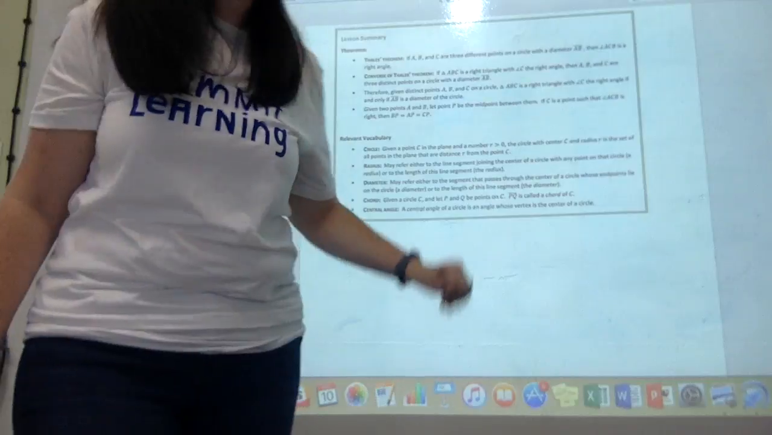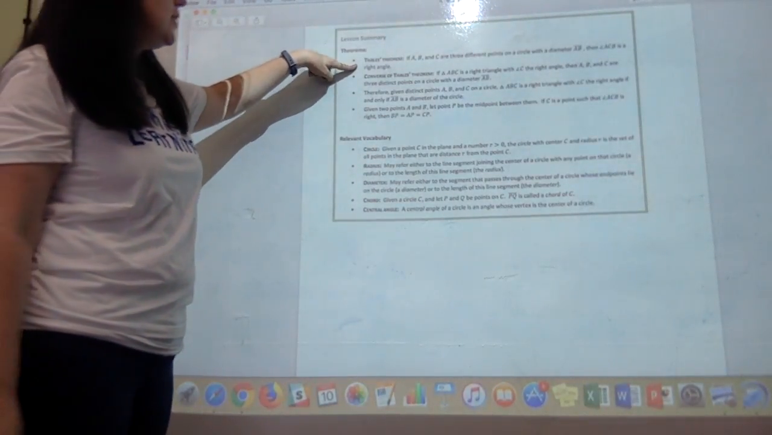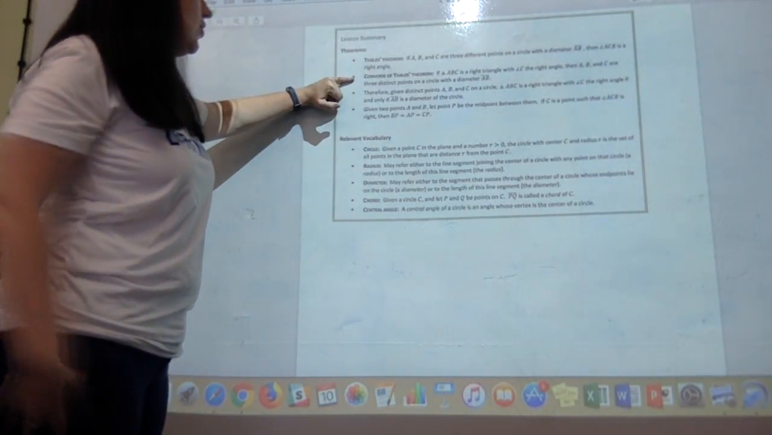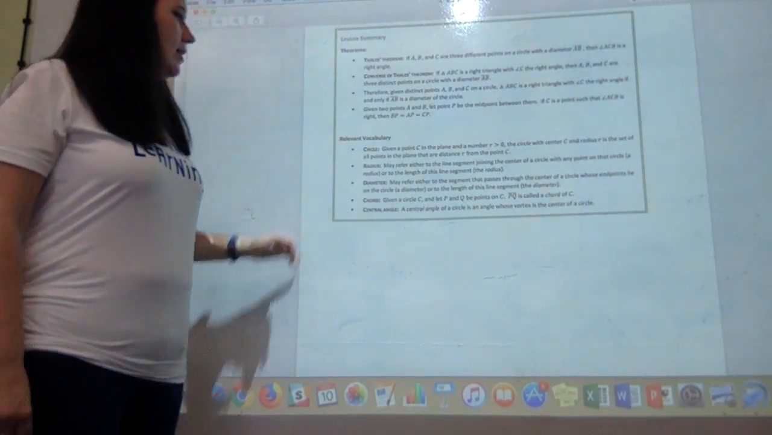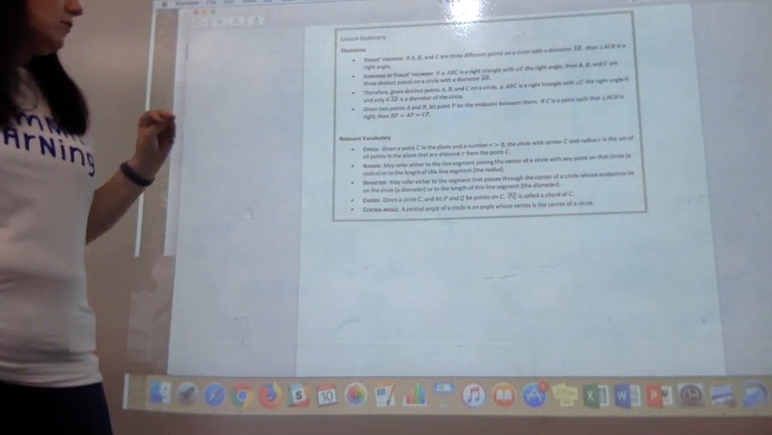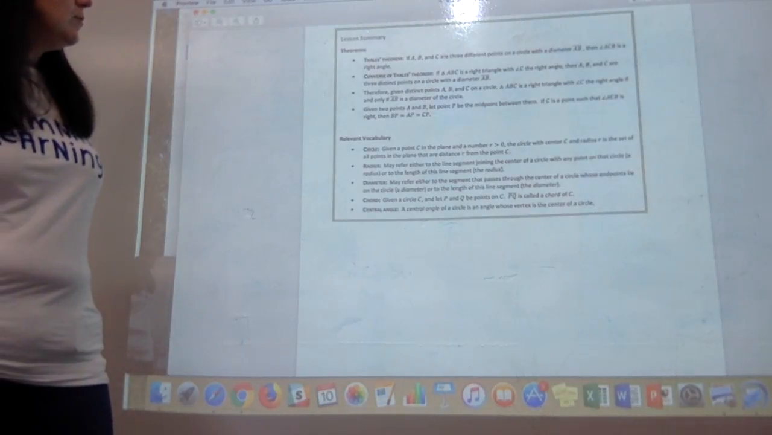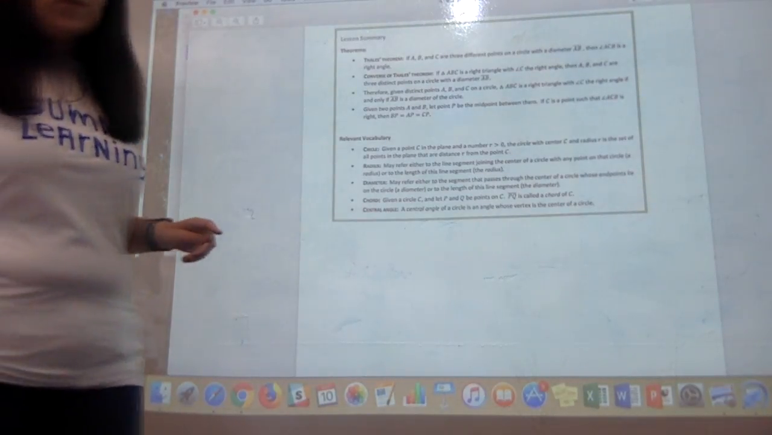And then the last page has the theorem, the summary. Here's the theorem. There's the converse. And then it also gives you some relevant vocabulary.